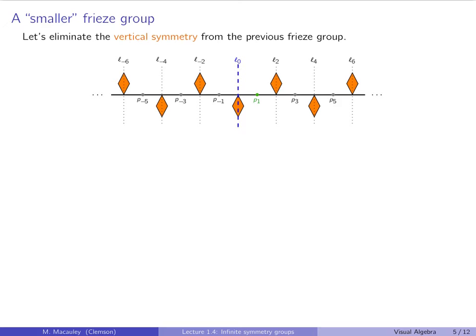The frieze that we started with admits every possible symmetry that a frieze can. And now we'll look at other friezes that don't admit all of these symmetries. One way we can do this is by eliminating the vertical symmetry from the previous frieze group. And we can do that by removing half of the diamonds like this.